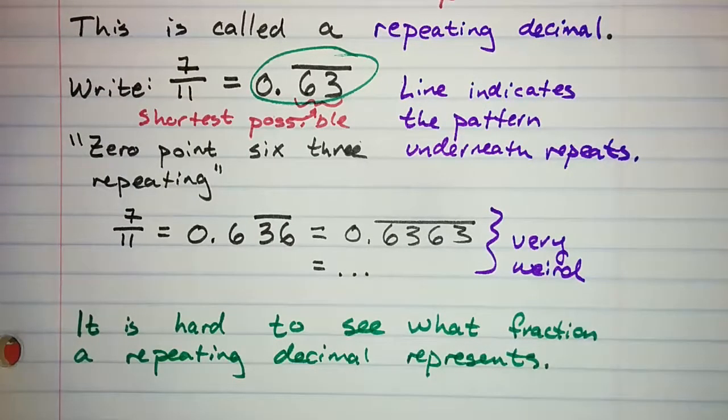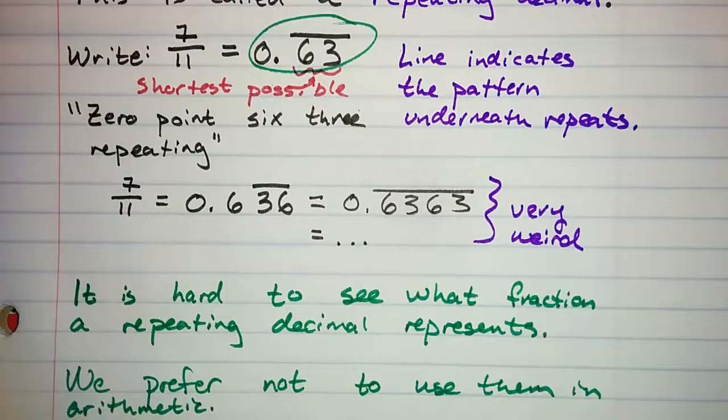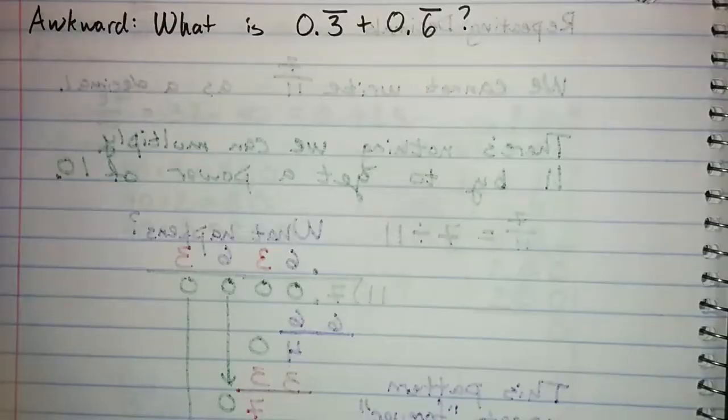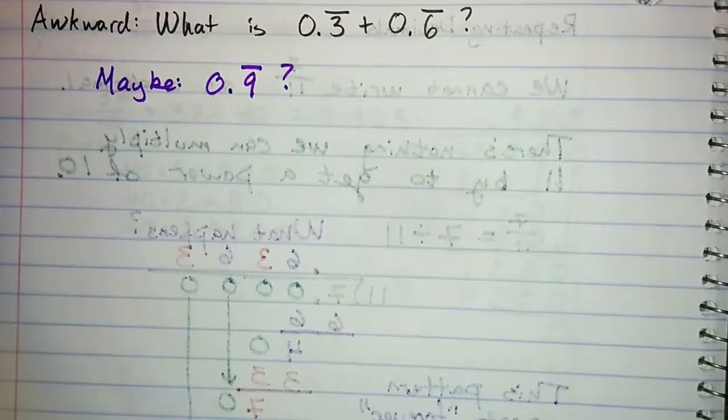Now, the thing with repeating decimals is it's very hard to see what fraction a repeating decimal represents. And partially for that reason, we prefer not to try to do arithmetic to repeating decimals. We can use them in the kind of arithmetic where we move decimal points around, but anything more complicated than that is frankly awkward. Let me show you an example. What if I asked you, what is 0.3 repeating plus 0.6 repeating? You might naturally say, maybe 0.9 repeating.